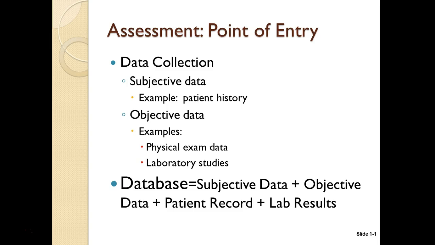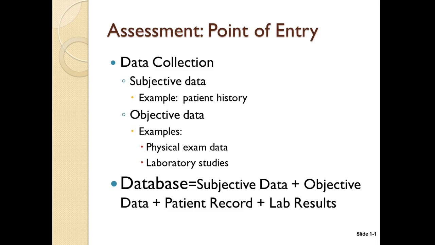Objective data is information that you can observe. You can feel a lump on the patient, or you can use your stethoscope to listen to heart sounds. Or it could be a number like blood pressure or temperature. And anyone that came into the room and did the same thing you did would most likely get the same or very similar results. So some examples are physical exam data, something that you saw on the patient or felt or listened to, and then laboratory studies, things like cholesterol. Many times objective data is a number.